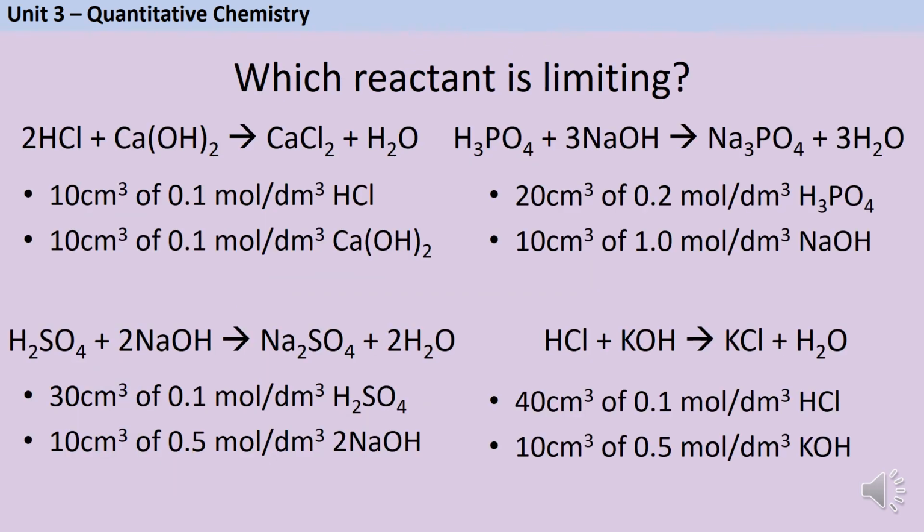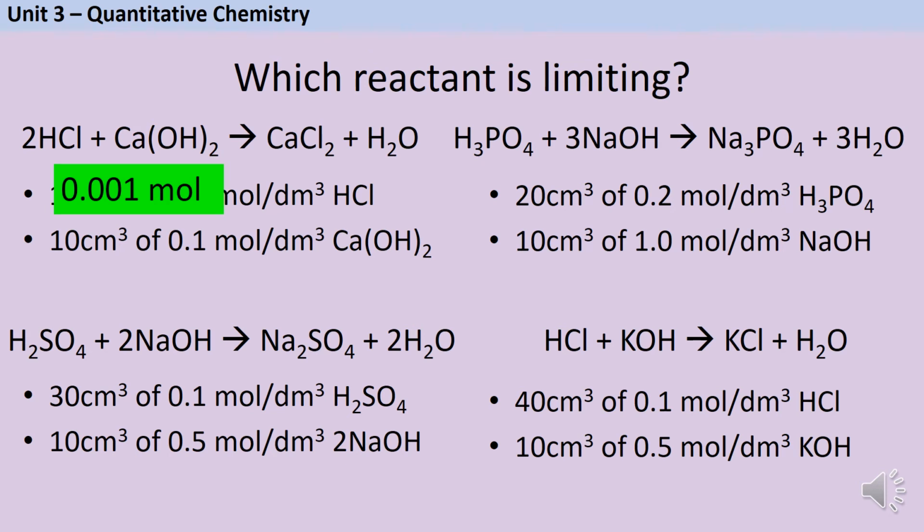Now we're going to go through the same process that we did with the moles that we'd worked out from masses. So for each reactant you need to work out how many moles there are, and then use the coefficients in the symbol equation to work out which one is limiting. So for my first question, 0.1 moles per decimetre cubed multiplied by 0.01, because I need to put the volume into decimetres cubed, gives me 0.001 moles of hydrochloric acid.